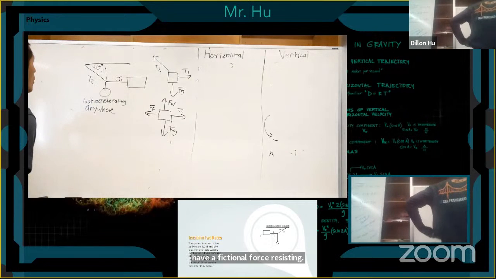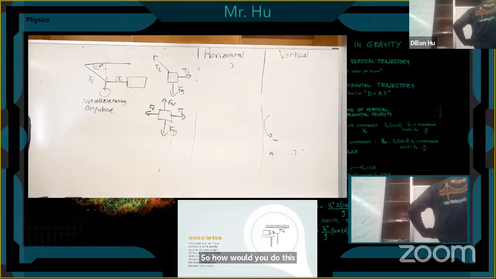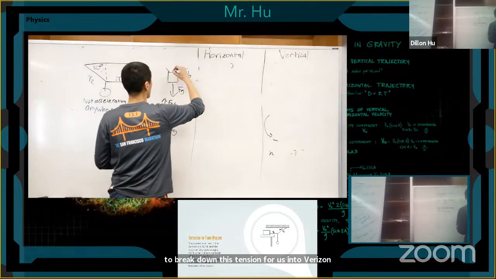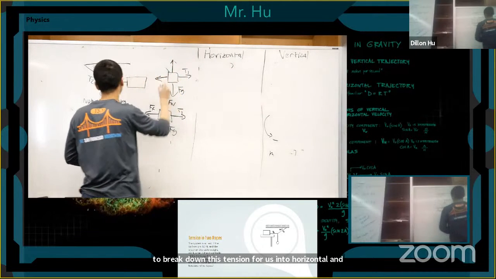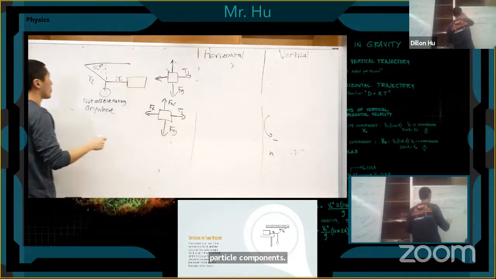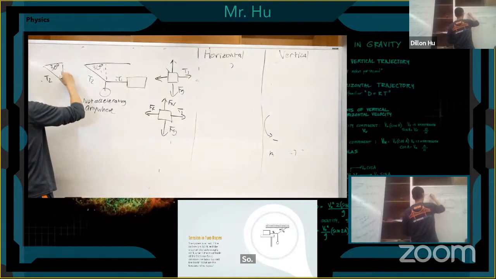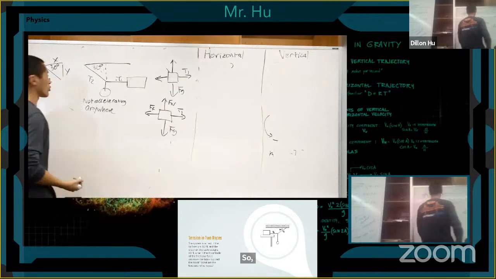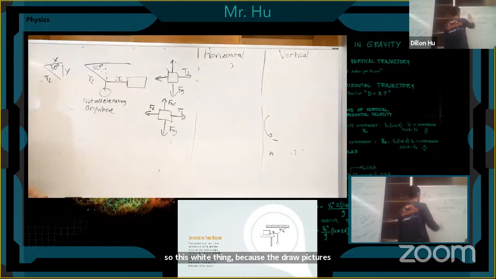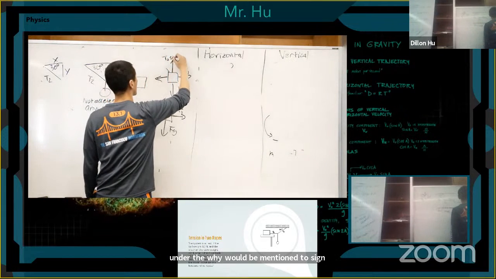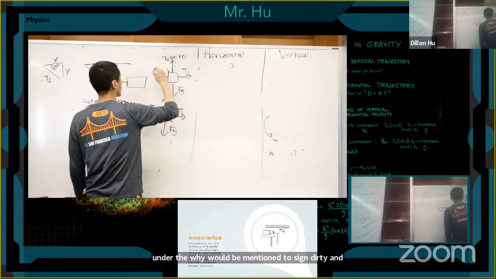So how would you do this problem? First off, you would want to break down this tension force into horizontal and vertical components. We draw a quick triangle here. The Y component would be tension times sine 30, and then the X component would be tension times cosine 30.